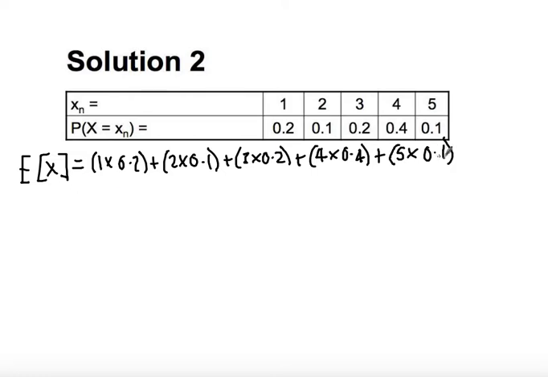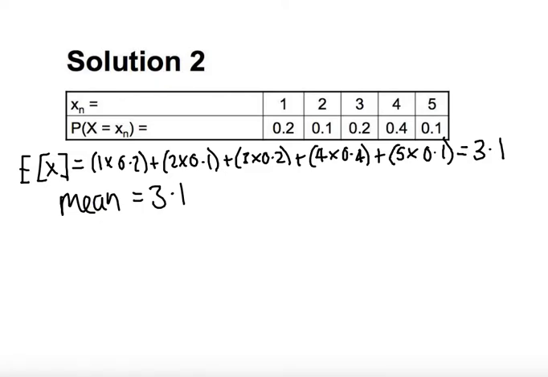Now, all I have to do, first of all, is show this calculation. So that's the probability times its value. So 1 times 0.2, etc. So look at each corresponding column in the table, and then sum them all up. When I do this on my calculator, we get an expectation of 3.1. So the mean is 3.1.